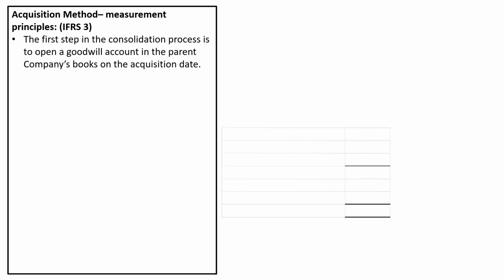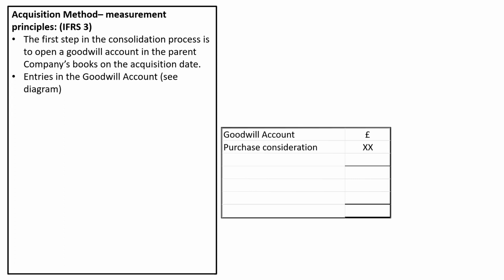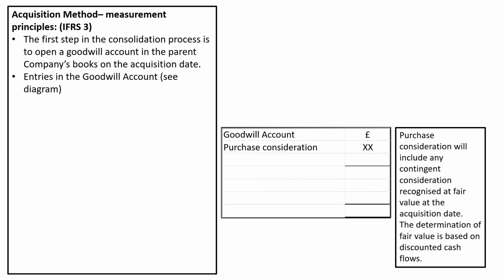Let's look at the measurement principles involved in the acquisition method. The first step in the consolidation process is to open up a goodwill account in the parent company's books on the acquisition date. Let's look at the entries in the goodwill account. The first entry is the purchase consideration paid by the parent company. The purchase consideration will include any contingent consideration recognized at fair value at the acquisition date. The determination of the fair value is based on discounted cash flow.